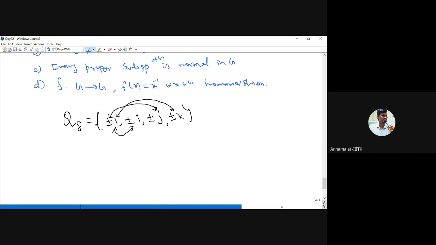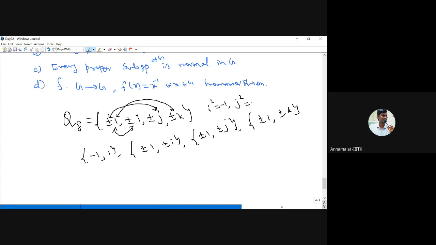Or if we take the trivial one, therefore I list the subgroups. Minus 1, plus 1, this is one proper subgroup, and then plus or minus 1, plus or minus i, this is another subgroup. Again plus or minus 1, plus or minus j is another proper subgroup, plus or minus 1, plus or minus k. So what are the conditions? i square is minus 1, j square is minus 1, k square is minus 1. And then i into j is k, j into k is i, k into i is j. We know that one.